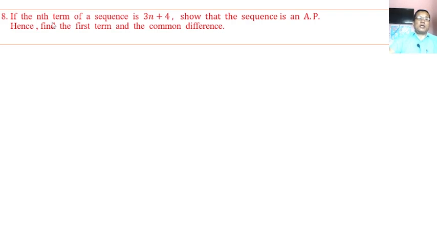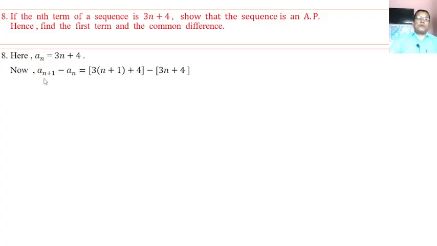If the nth term of a sequence is thrice n plus 4, show that the sequence is an AP. Hence find the first term and common difference. This is a_n. To show it is an AP, we take a_(n+1) minus a_n, or a_n minus a_(n-1), the difference of consecutive terms.